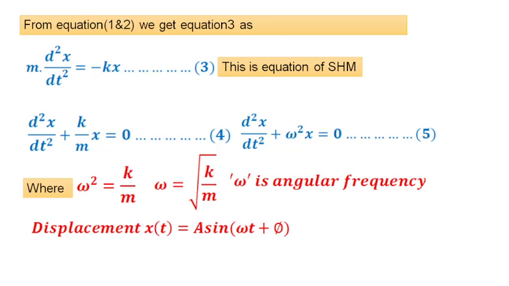This is the equation of SHM. d2x by dt2 plus k by m into x is equal to 0. Suppose this is equation 4. d2x by dt2 plus omega square x is equal to 0. Suppose this is equation 5, where omega square is equal to k by m and omega is equal to the square root of k by m, where omega is the angular frequency. The solution of this differential equation is x of t is equal to A sine of omega t plus phi.